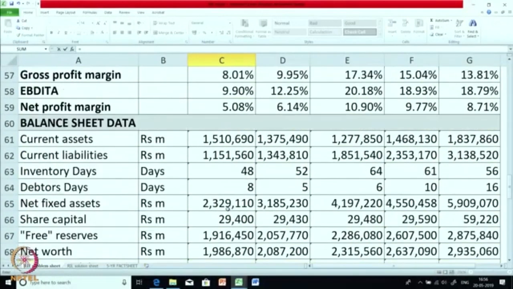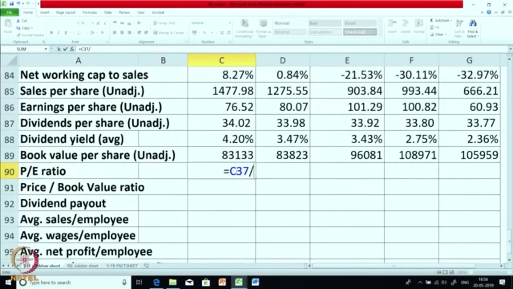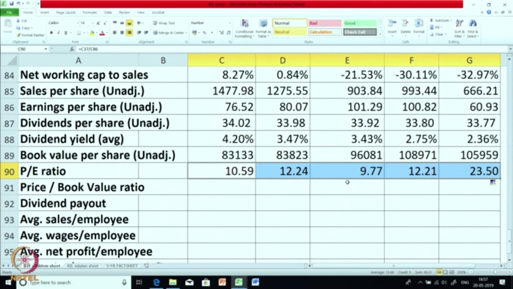So price per earning, it can be done at a particular point of time, but right now we will do it on average. So average price during the year, divided by earning per share. So it is 10.59 for one of the shares, sorry it is not for one share, it is 10.59 times, and you can see it has gone up. Now it is substantially high, it is 23.